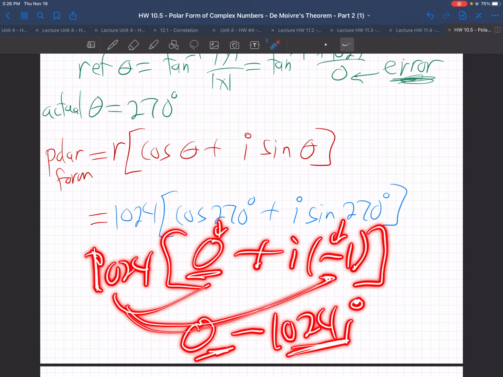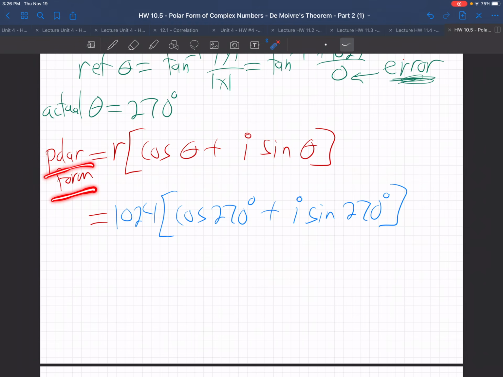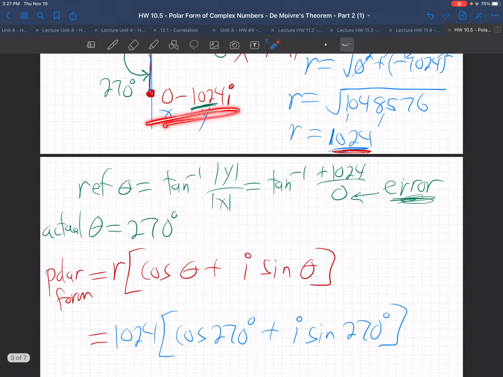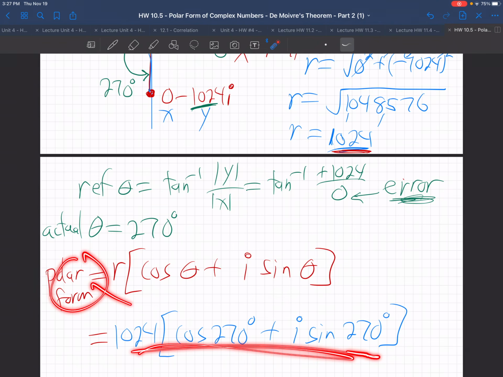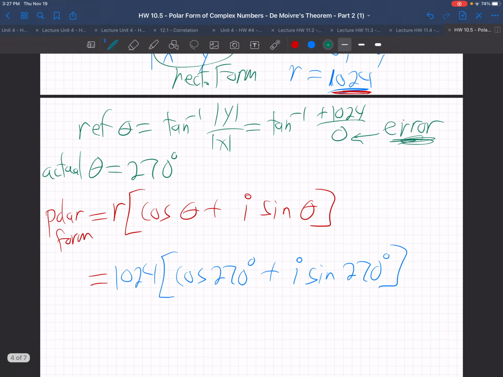It's right. That shows that this is really the polar form of this. They're the same thing. This and this are the same thing. This is just its polar form. And this is the rectangular form, right? Right here. Rectangular form. And this is polar form.